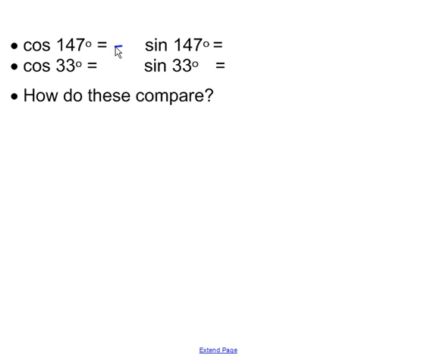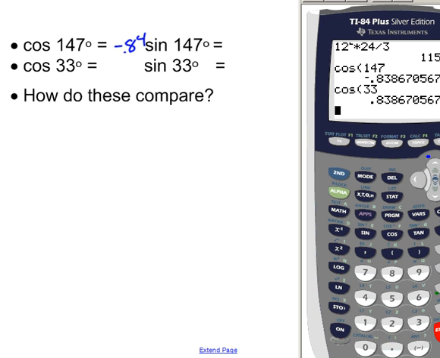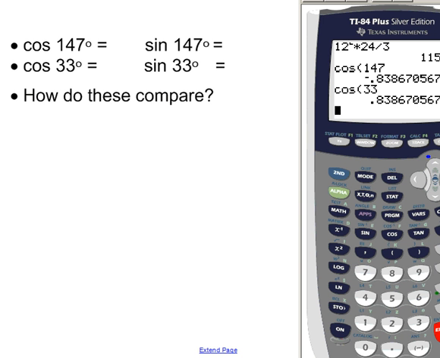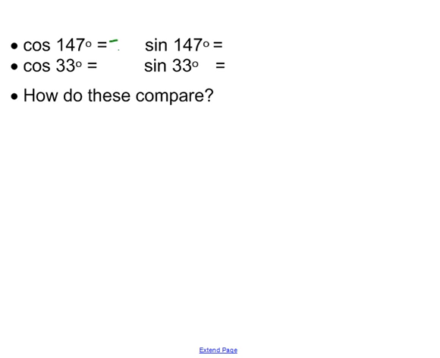Negative 0.84. I gotta look back. Oh, 0.839. And so cosine 33 was positive 0.839.